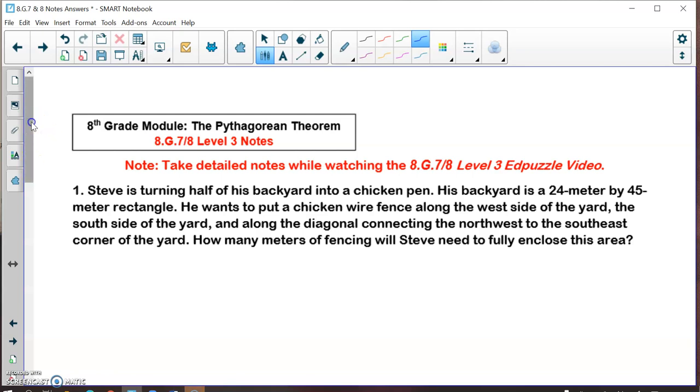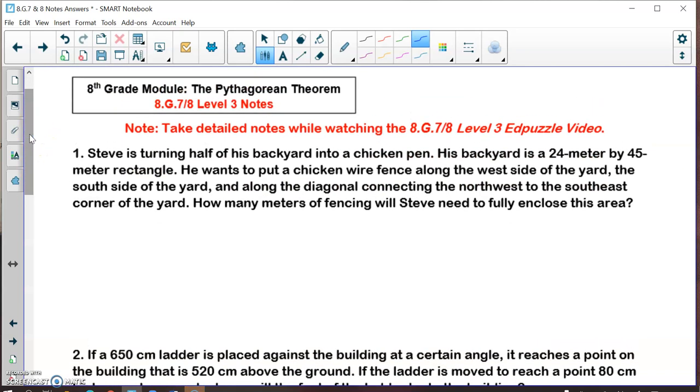All right, so now we're going to be working with some word problems related to the Pythagorean Theorem. We have Steve who is turning half of his backyard into a chicken pen. His backyard is a 24 meter by 45 meter rectangle. So here's Steve's backyard. A rectangle has 4 right angles here and 24 by 45 meter.